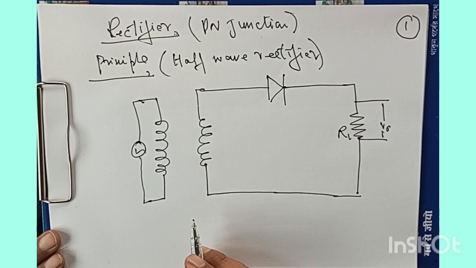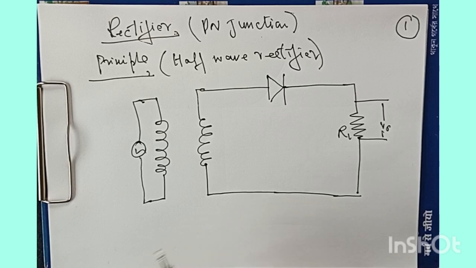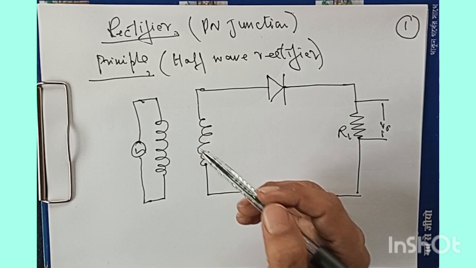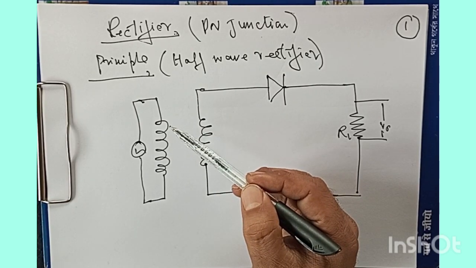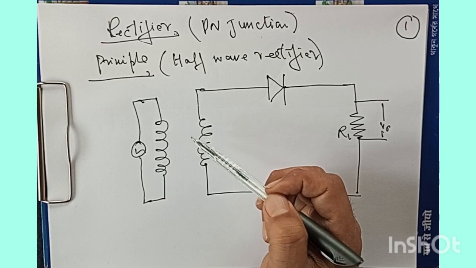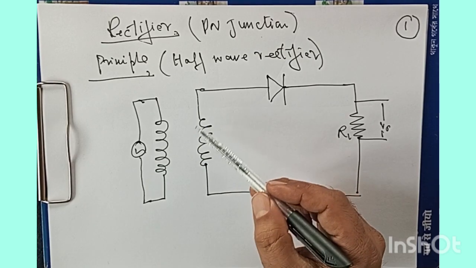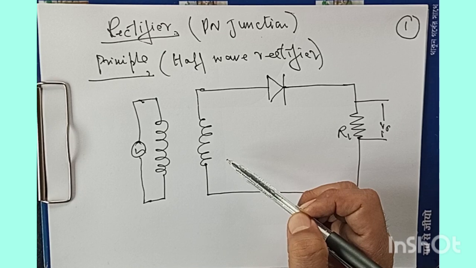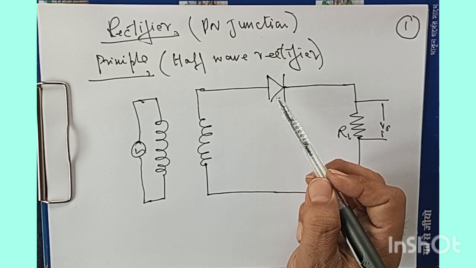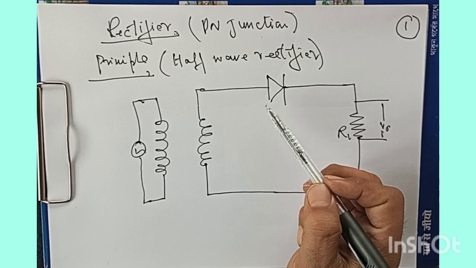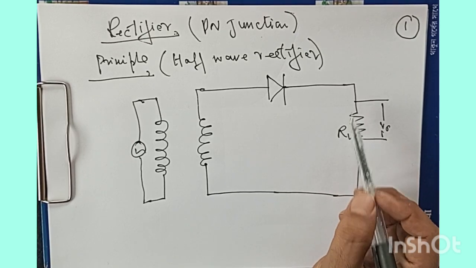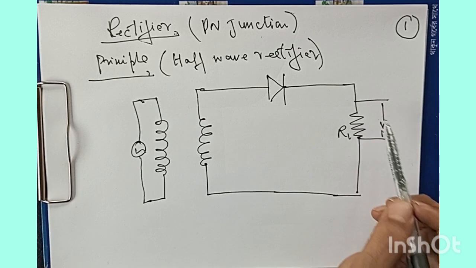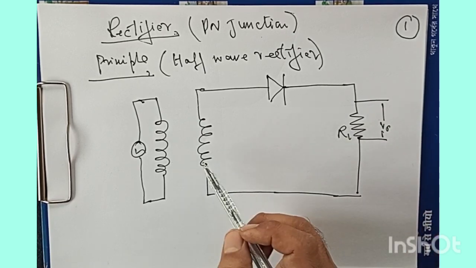So to go with this, the AC signal to be rectified is fed to the primary coil of the transformer. The secondary coil is connected to the junction diode through a load resistance from this side, and the output signal is obtained here. Now the question is, how does this thing work?